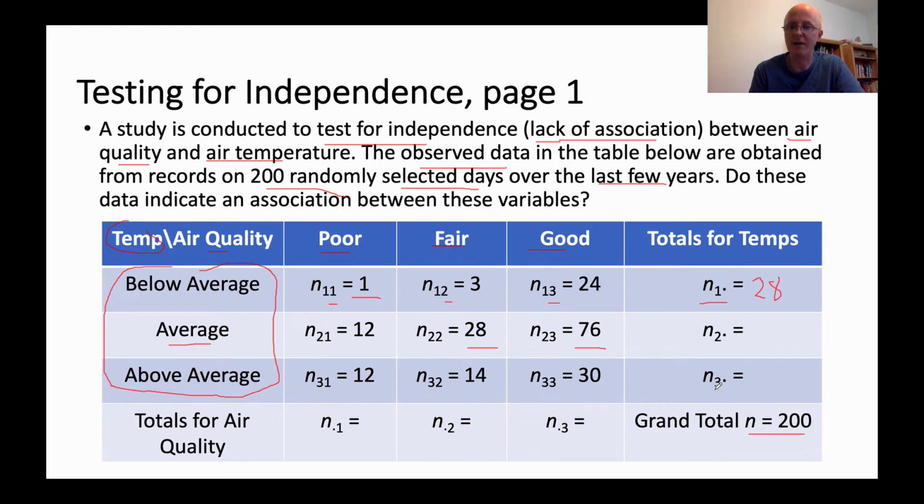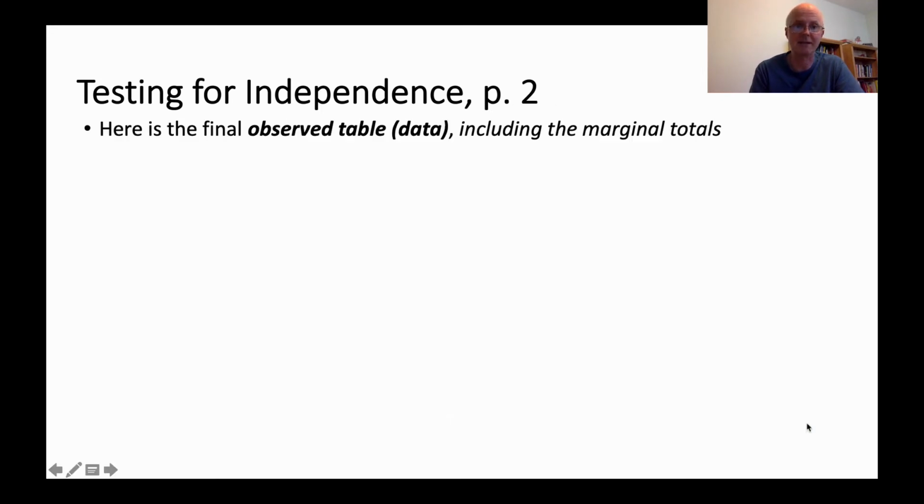And you could do that for the other row totals that are really giving you totals for temps. There were 28 days below average, for example. You could do the same for the quality of the air column totals. So for example, n sub dot 1 would be 1 plus 12 plus 12. There were 25 days where the air quality was poor. If you add up these totals or these totals, you will match the grand total of 200. And that's an important thing to do to help you finish the problem, to calculate the chi-square statistic.